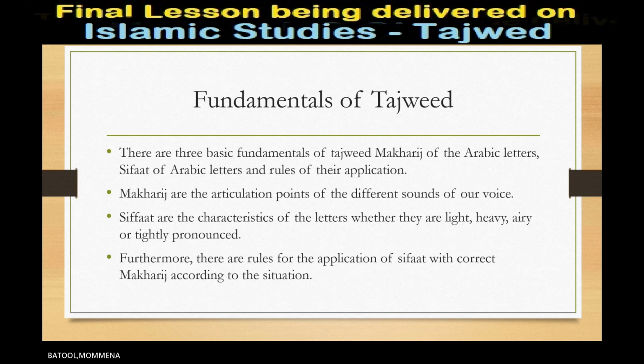So these are the things. Makharij are the articulation points that come from a human body, different articulation points in our vocal system, and sifat are the qualities of those letters which we are reciting. So the whole Musaf, the Quran, is the majmu'ah of all these letters. As I have said, and I'm just going to read it: Makharij are the articulation points of the different sounds of our voice. Sifat are the characteristics of the letters, whether they are light, heavy, airy, or tightly pronounced. Furthermore, there are rules for the application of sifat with correct makharij according to the situation. So at times, some letters are pronounced differently according to the situations they are in.